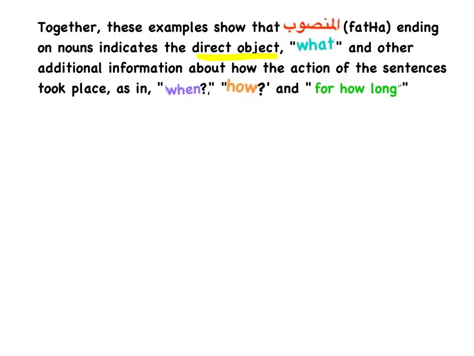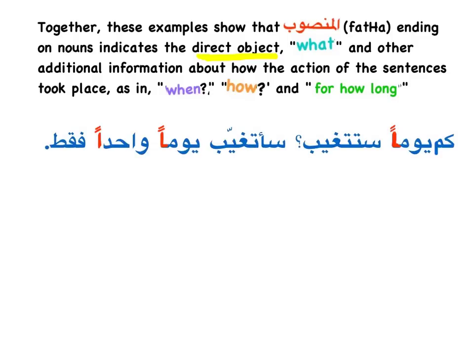So we're going to see examples of Asma' Mansouba, and together these examples show that Mansoub with a fatha ending on nouns indicates the direct object and other additional information about how the action of the sentence took place, as in when, متى, how, كيف, and for how long, حتى متى, or إلى متى. So كم يوما, سأتغيب يوما واحدا فقط. So for how long, كم يوما.